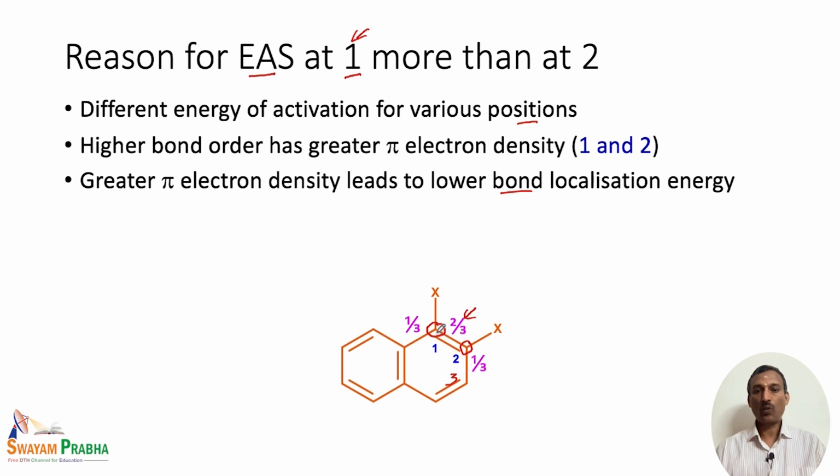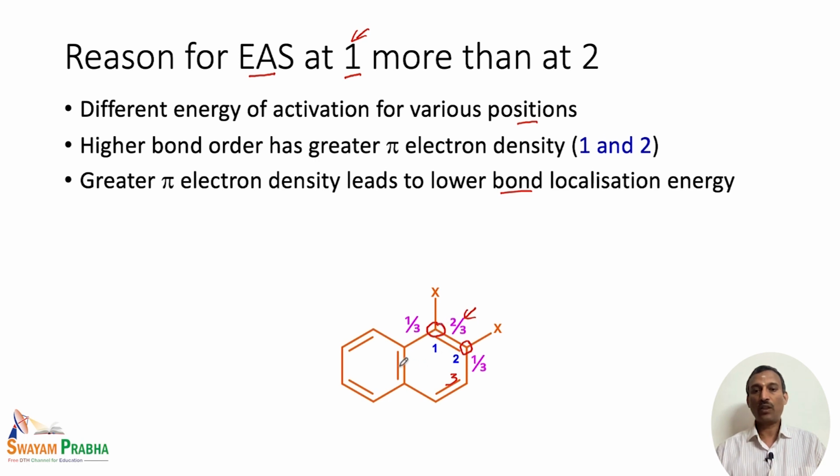Here, one clue is that position 3 has less pi electron density. That means only 1/3 of the time does it have the pi electrons between bond 2 and 3, so position 3 is going to be much less reactive. If we look at position number 1, the bond between 1 and 2 has higher pi electron density, that is, 2/3 of the time.